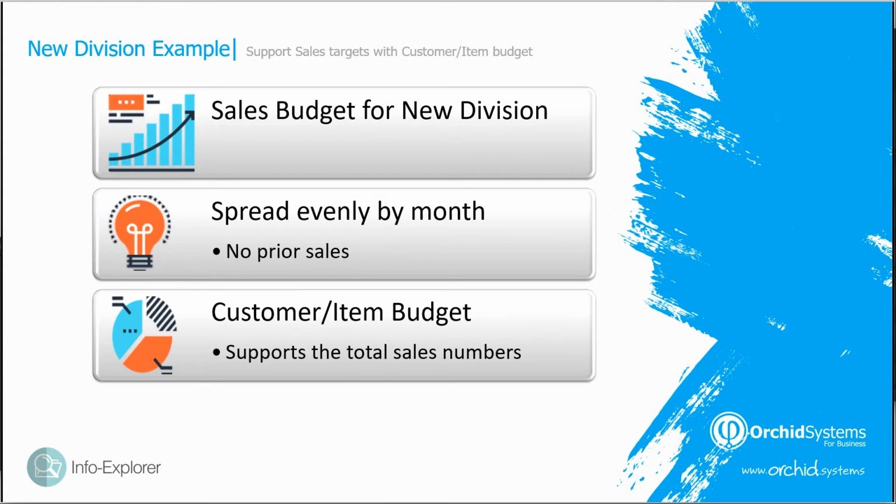But to support the total sales numbers, we're working with the sales team to set up budgets by customer and item. To do that, we're using Information Manager optional tables to store a budget at the customer and item level. While we won't go into the detail of how to set that up in optional tables, this is the focus of a separate video, we will show you how to use Info-Explorer Writeback to update those budget figures.